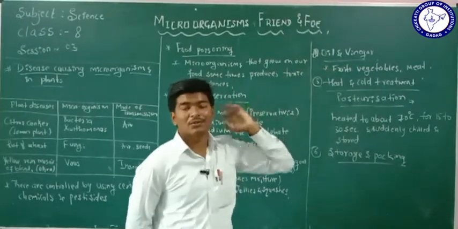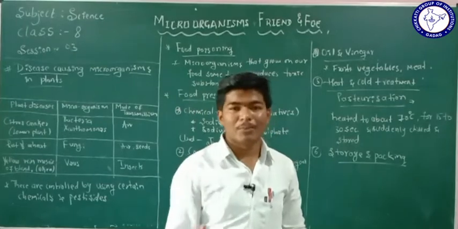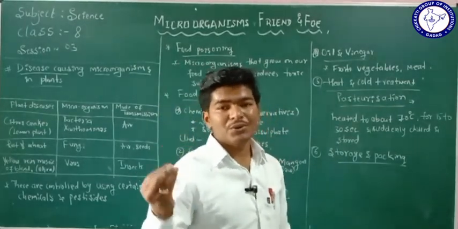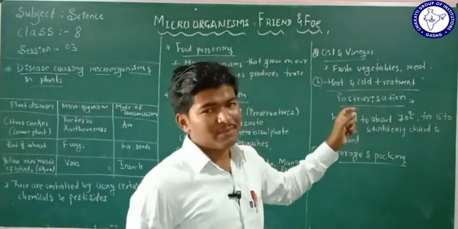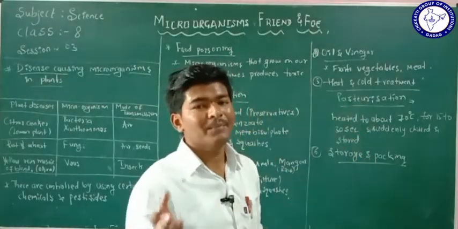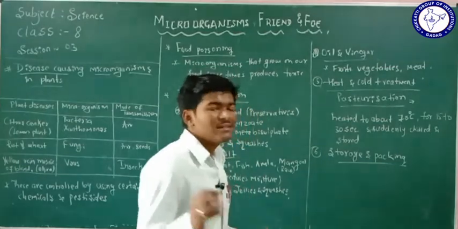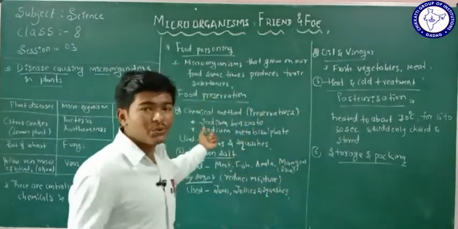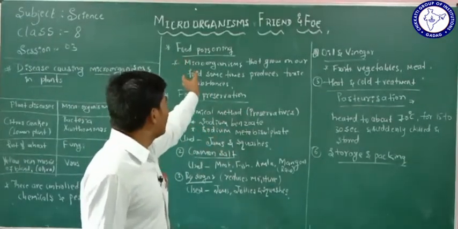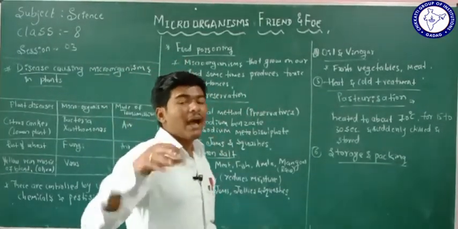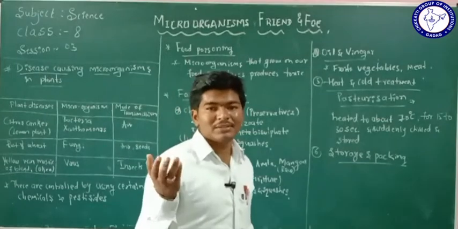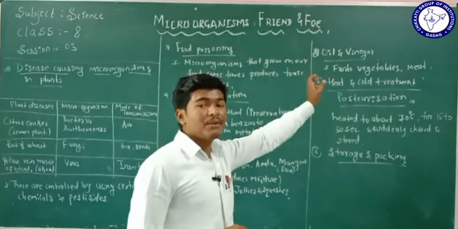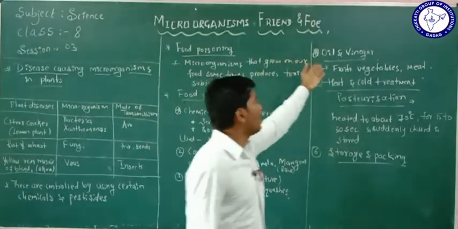As I told already, in the preparation of mango pickles or lemon pickles, our grandmother uses some edible oil or vegetable oil, because it is helpful for the preservation of the food, and it doesn't provide the required environment for microorganisms to grow on the food material, and that is used to preserve the food material for a long period of time. So we use oil and vinegar.